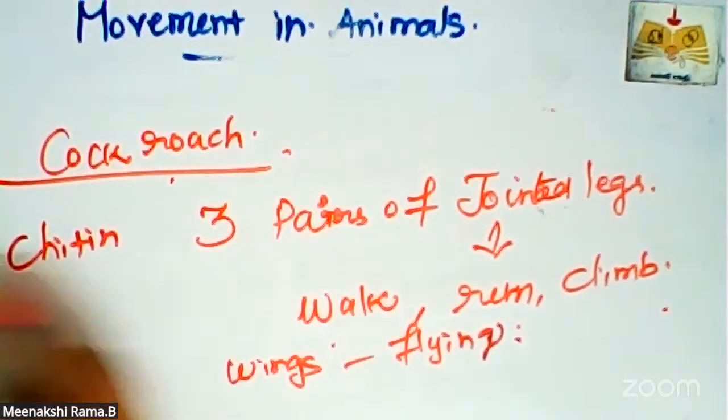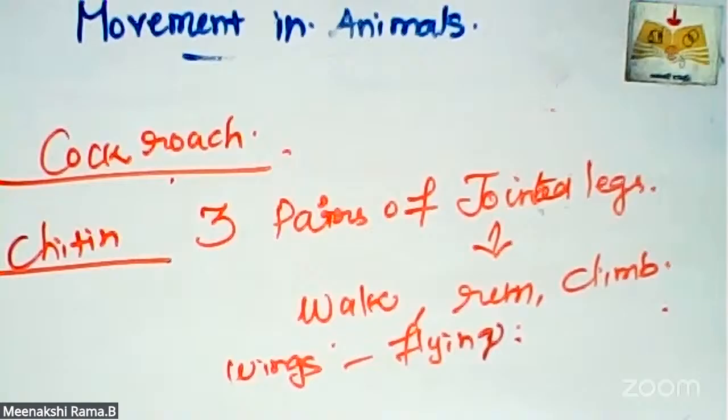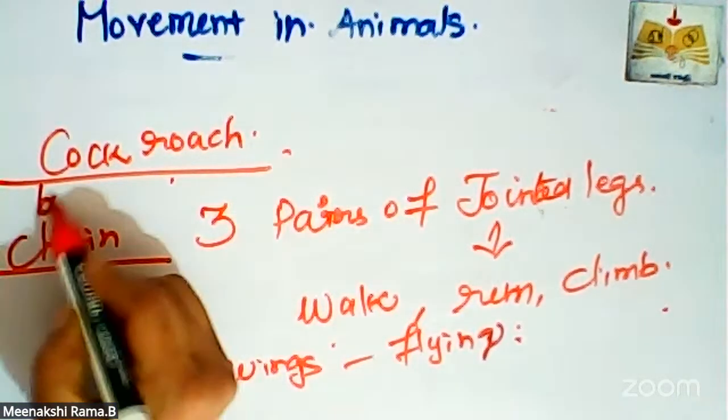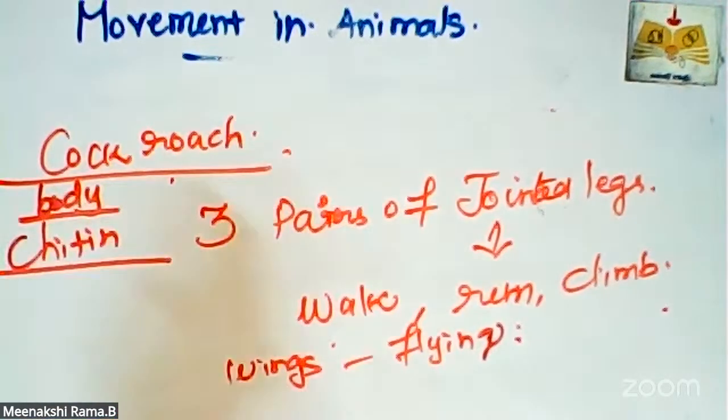Each and every animal has some special terms. In the earthworm, it is chaetae. Chaetae means the bristles are called chaetae. And in the cockroach, it is chitin. The body is covered in chitin. The chitin is a light protective material. The chitin is shed regularly so that the body can grow. Okay.